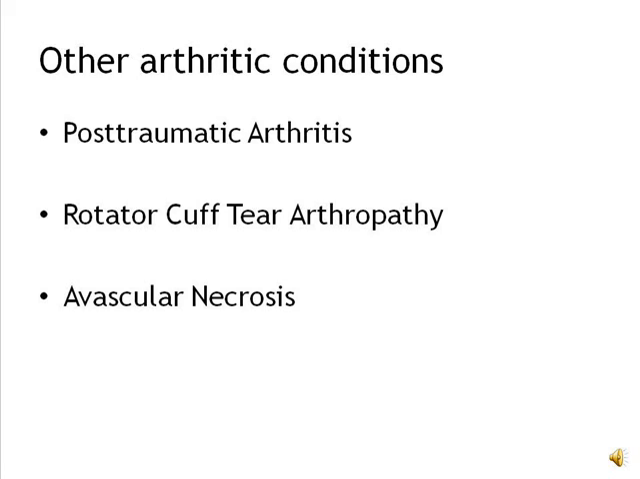Lastly, we have avascular necrosis of the shoulder, which is a painful condition that occurs when the blood supply to the head of the humerus is disrupted. Because bone cells die without a blood supply, avascular necrosis can ultimately lead to destruction of the shoulder joint and arthritis. So these are the 3 other arthritic conditions in the shoulder.